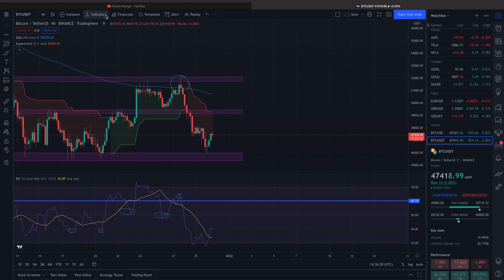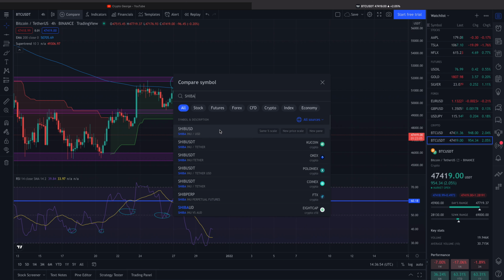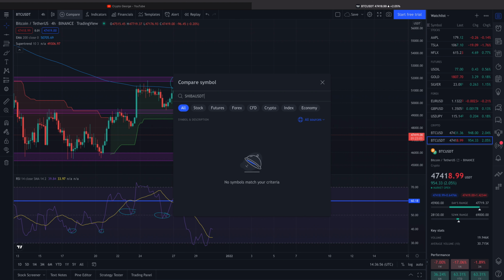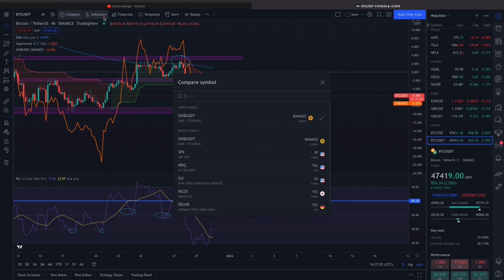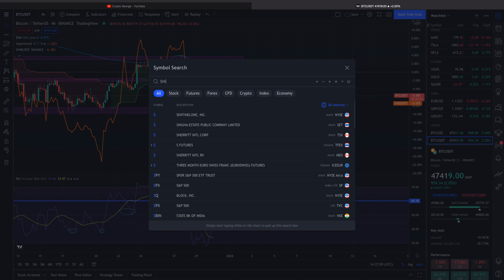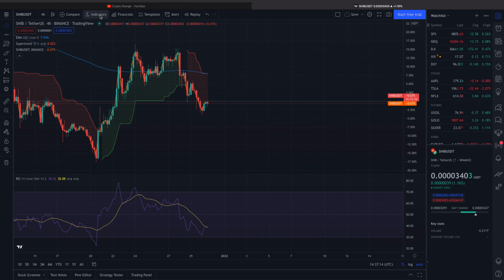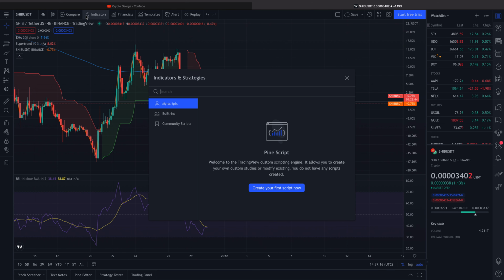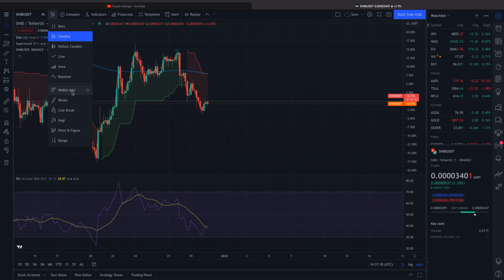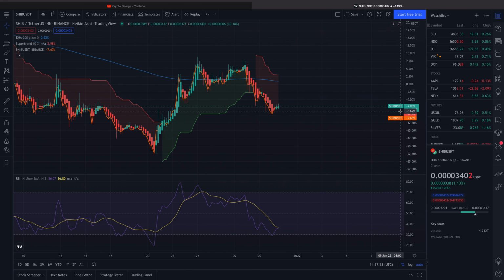The coin, for example, Shiba, SHIB USD. Here we go. Okay, that's what I'm talking about. And we are changing your candles to Heikin Ashi because that's very good, more comfortable and easy.